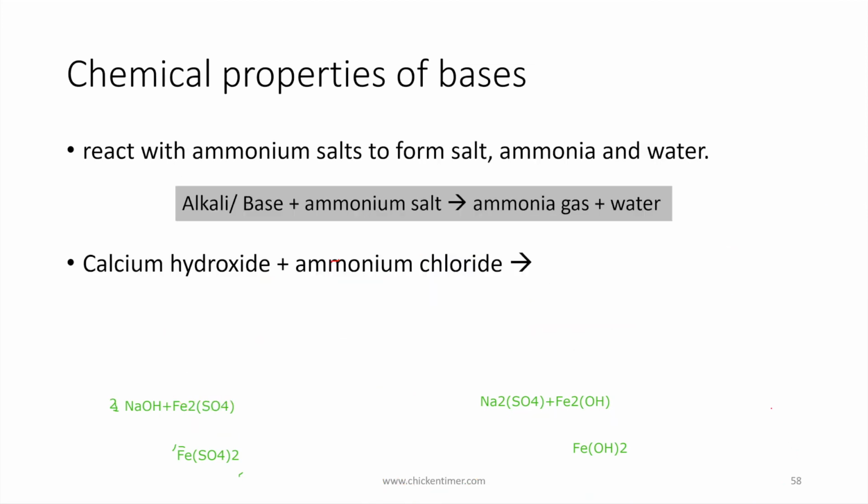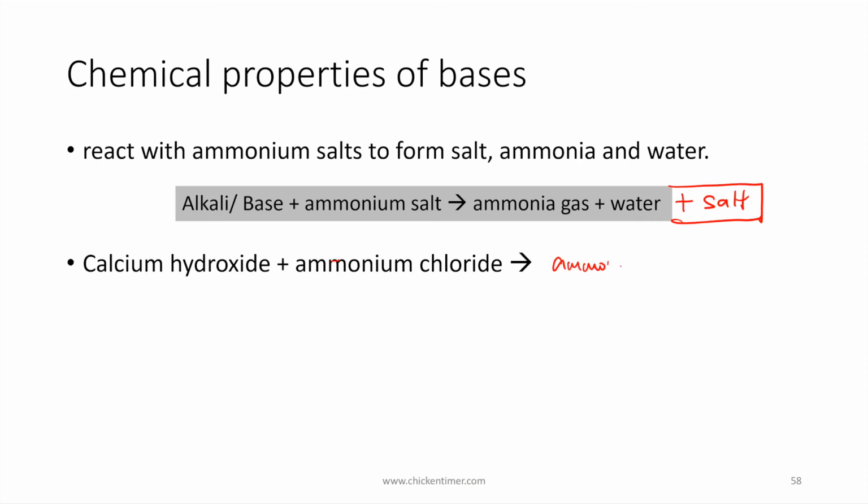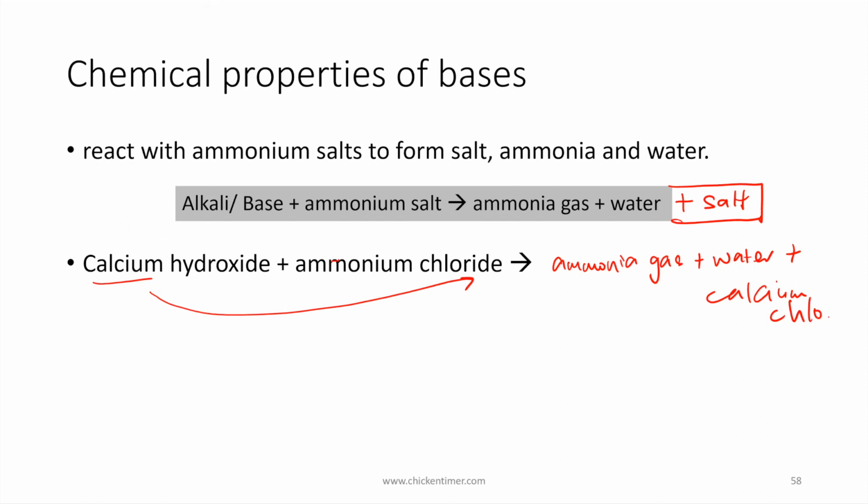Bases will also react with ammonium salts to form ammonia gas, water and another salt. So calcium hydroxide plus ammonium chloride will give you ammonia gas plus water plus the salt, calcium chloride. Now your job is to continue from where I stopped.